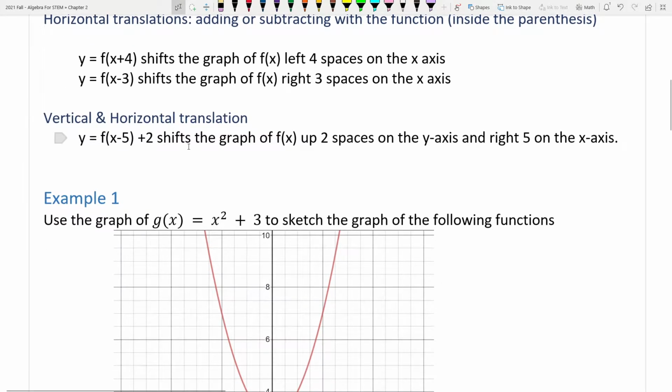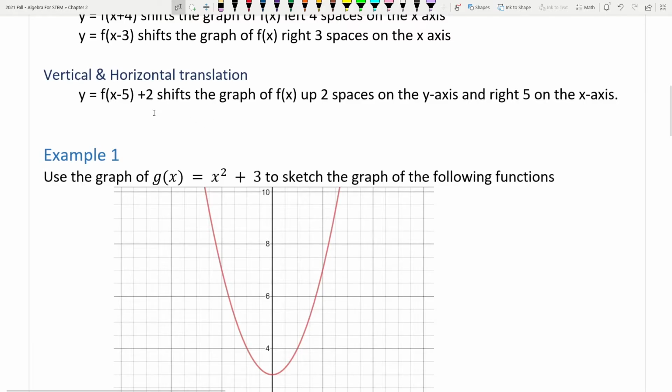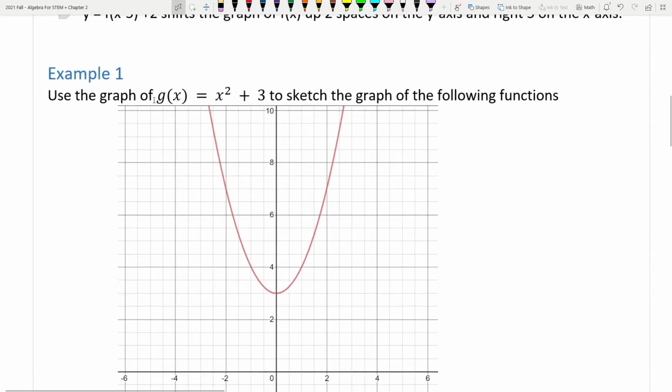You can combine these to shift both up and right, or down and left, etc. So if you have y equals f of x minus 5 plus 2, this is going to first shift the graph to the right 5 units and then up 2. Let's look at an example here.